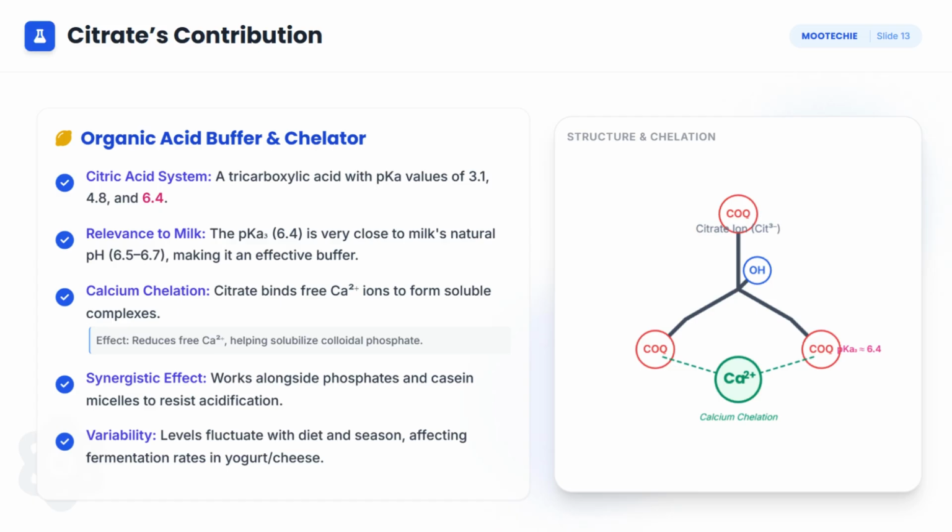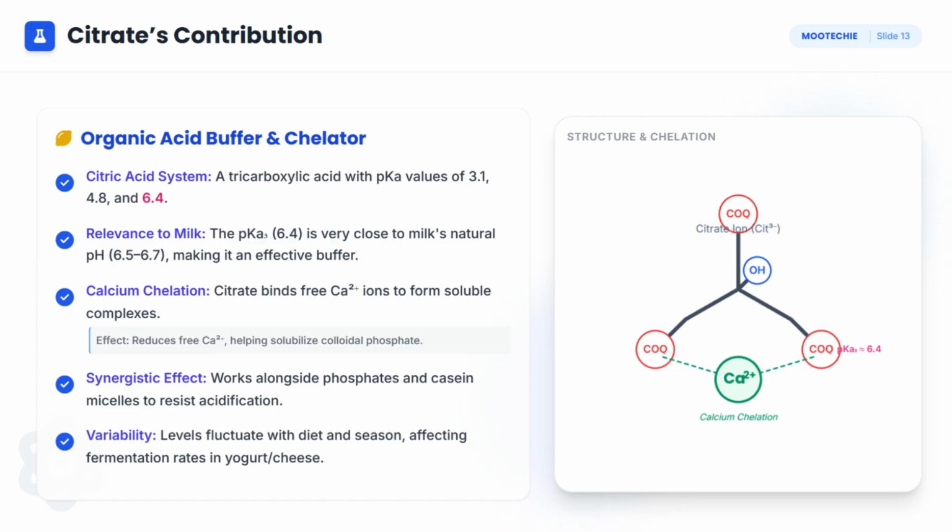The relevance to milk is that the third pKa, 6.4, is very close to milk's natural pH, making it an effective buffer. Crucially, citrate acts as a calcium chelator. It binds free calcium ions to form soluble complexes. The effect of this is that it reduces free calcium, helping to solidify colloidal phosphate. This creates a synergistic effect where citrate works alongside phosphates and casein micelles to resist acidification.